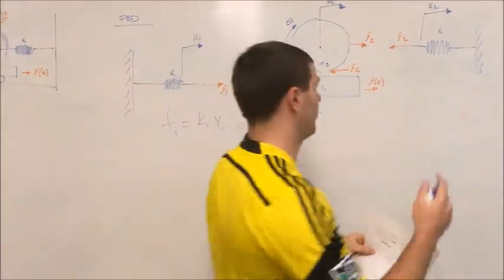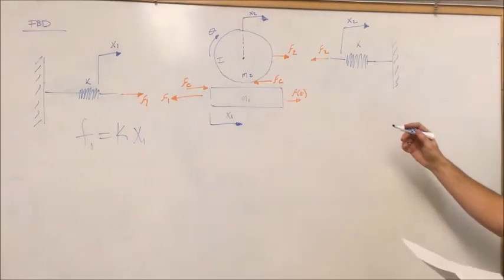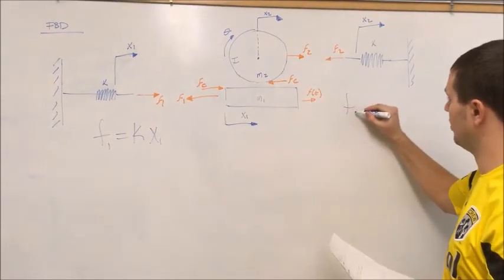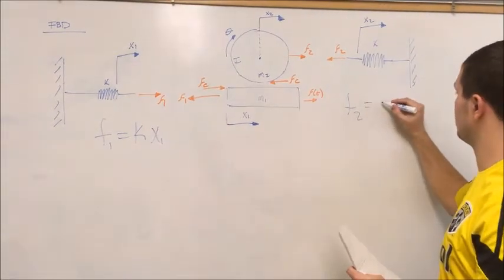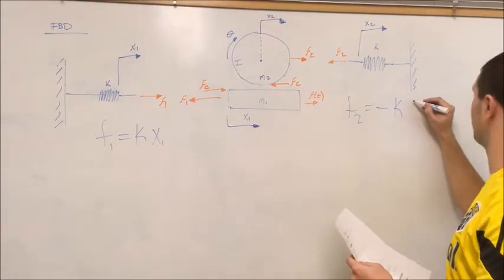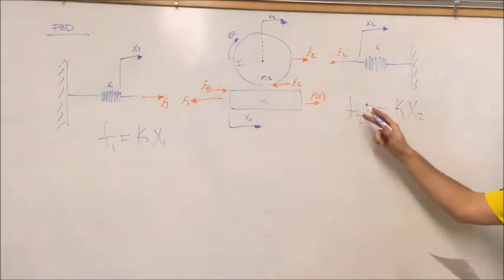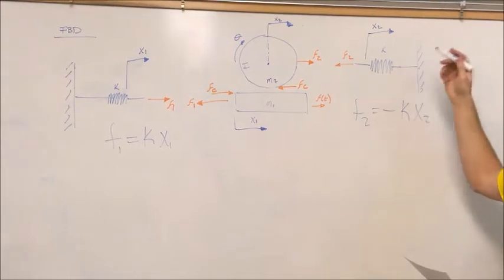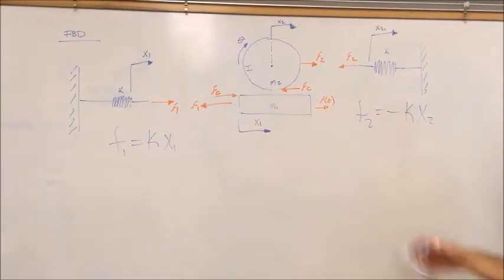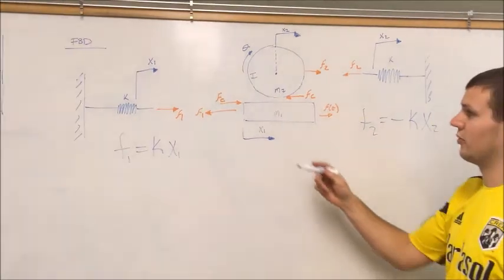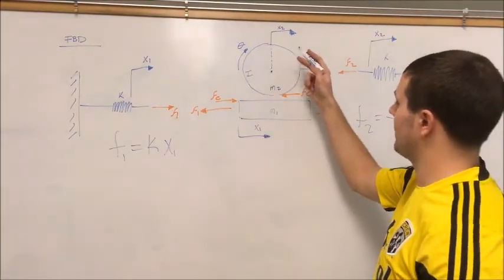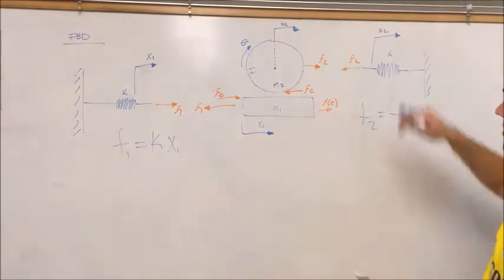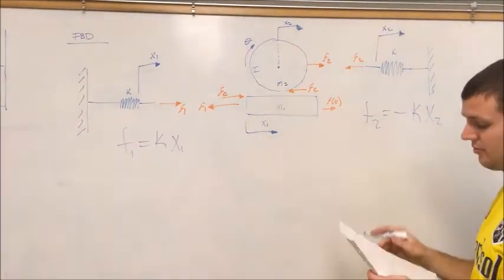Coming over here, it's a little bit different. We have a slightly different relation. This one's just going to be F2 equals negative K x2. And that's due to the fact that F2 is in the opposite direction from the displacement, the coordinate system that we set up at the beginning of the problem. Oh, and by the way, I didn't mention the coordinate systems before, but this is x1 for the block, and then x2 over here, and we'll use those in the rest of the problem.